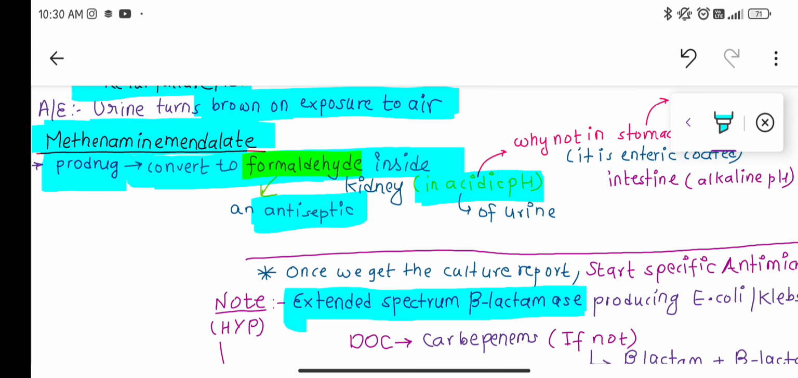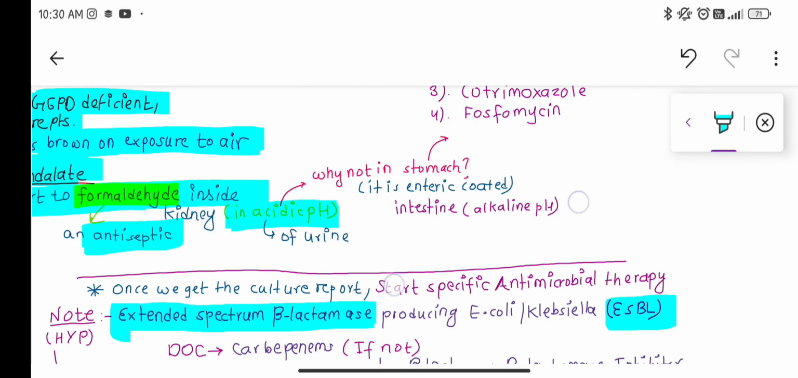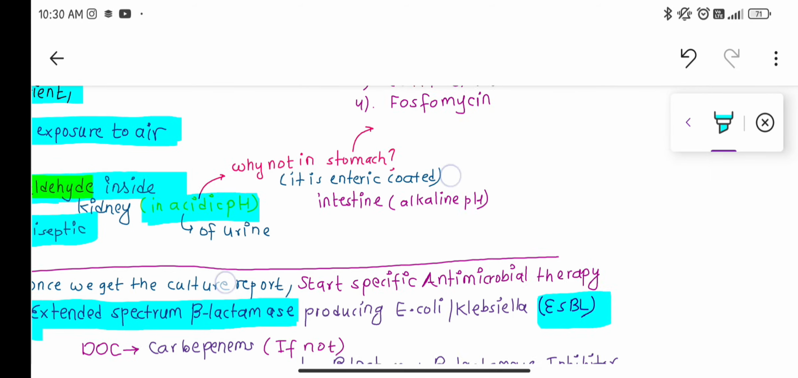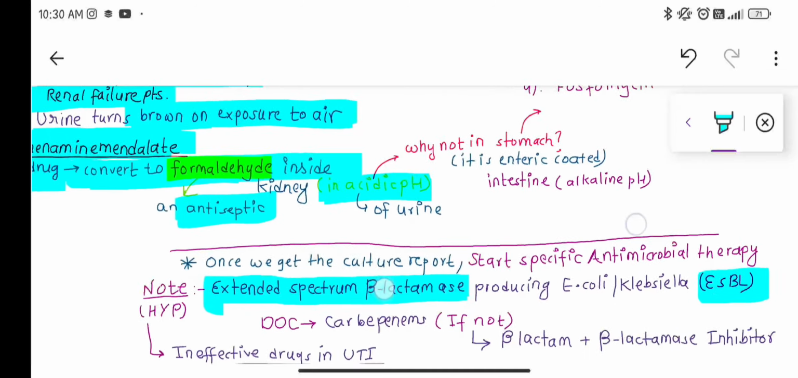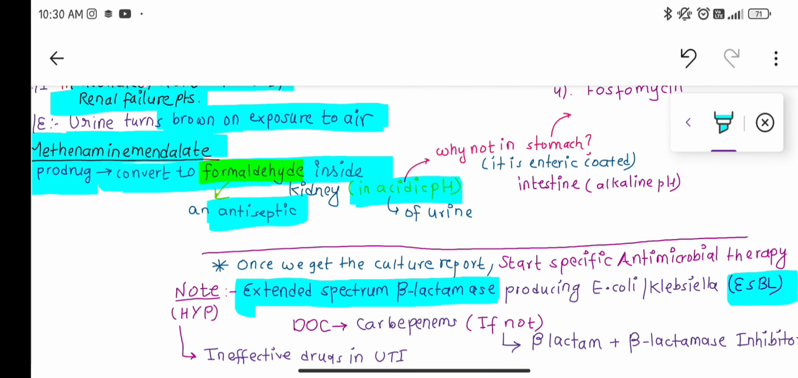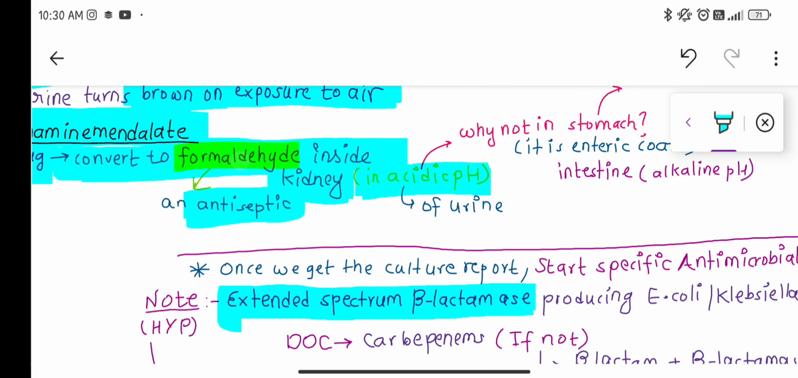First it gets absorbed at the level of the small intestine, which has alkaline pH, so it enters into the bloodstream and reaches the kidney. Then it gets secreted in the kidney tubule, and after secreting into the kidney tubules, it meets the acidic pH there, so it gets converted into formaldehyde inside the kidney. Okay, now it will start its mechanism of action: it acts as an antiseptic inside the kidney tubule, that is, it kills the bacteria that are present in the urine.